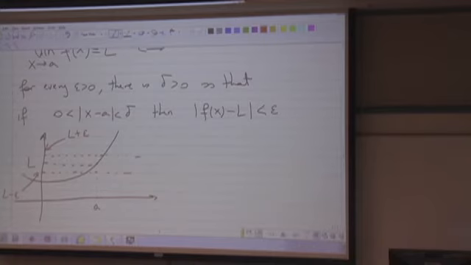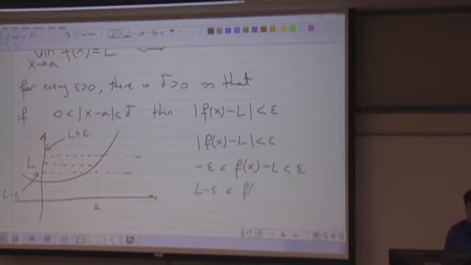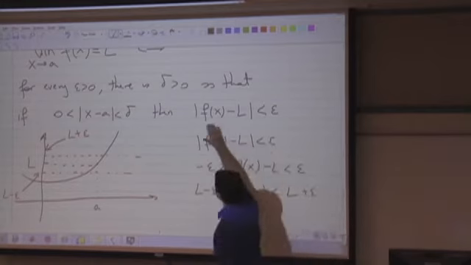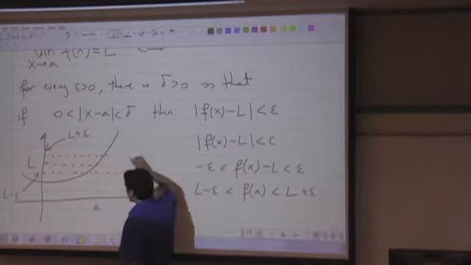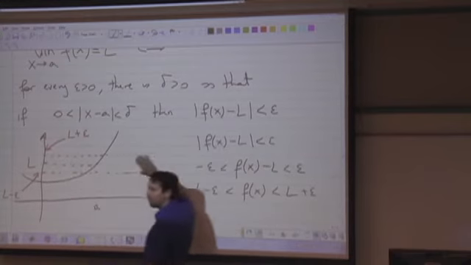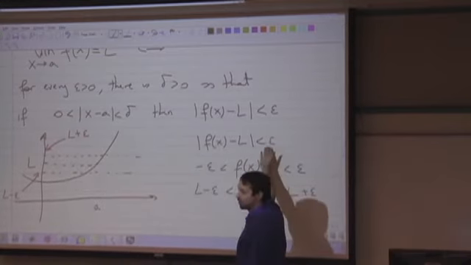Why is that representative of what I just said before? Well, because think about what it means for the absolute value of f of x minus L to be less than epsilon. Remember, I spent a good amount of time on absolute values. This is equivalent to saying minus epsilon is less than f of x minus L is less than epsilon, which means capital L minus epsilon is less than f of x is less than capital L plus epsilon. Does that make sense? And so in absolute value notation, I have this. In graphical notation, I'm basically looking at this particular bandwidth.